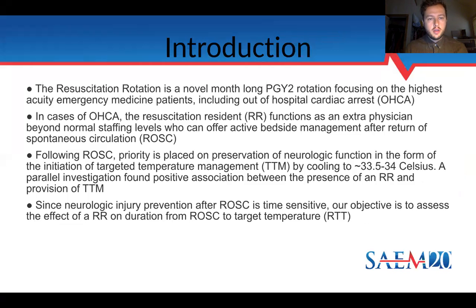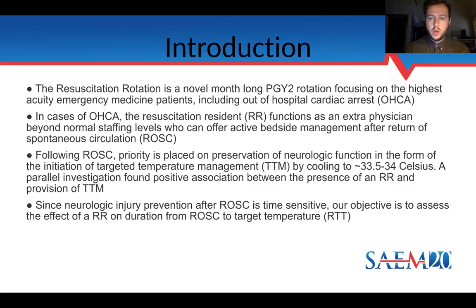So starting right off, the resuscitation rotation is a second-year rotation that allows a resident to function on and focus on the highest acuity emergency medicine patients available in our department. And these patients typically include out-of-hospital cardiac arrest patients.